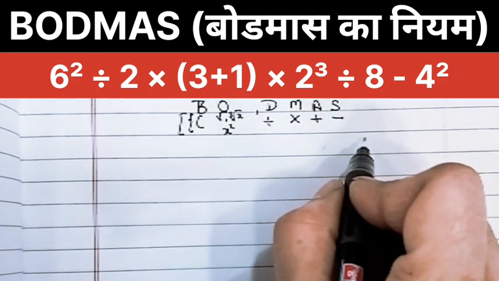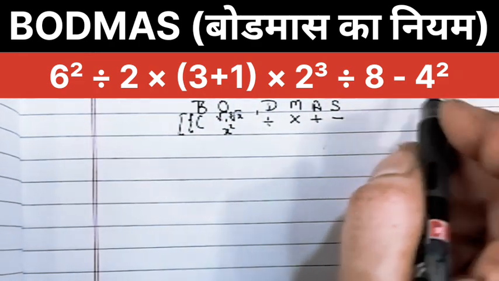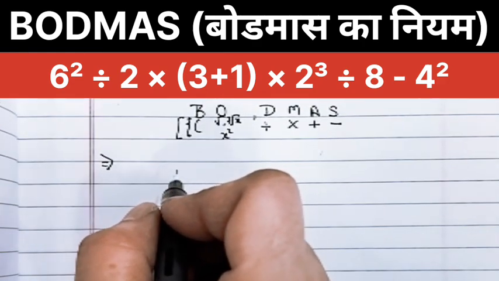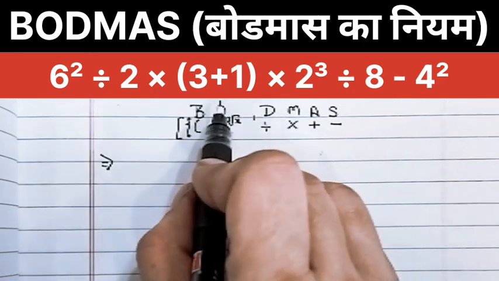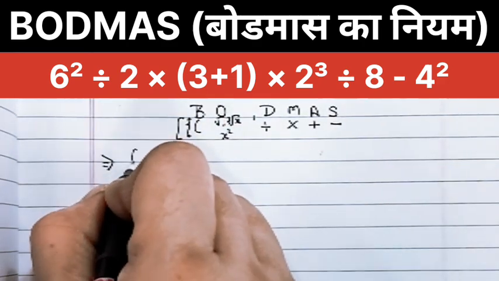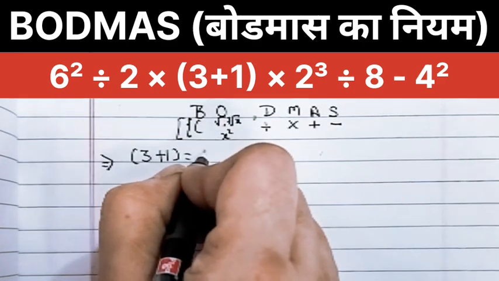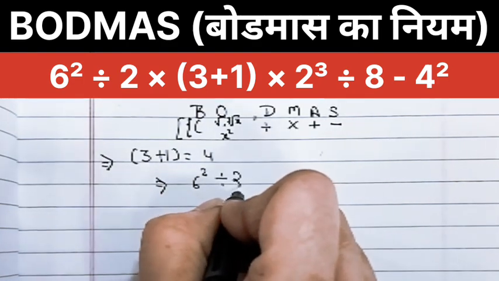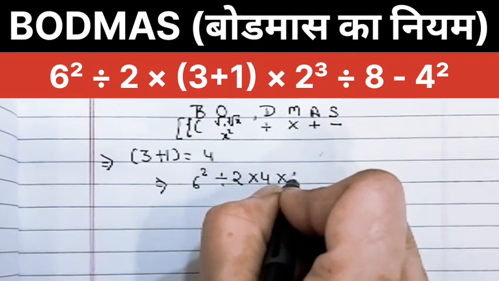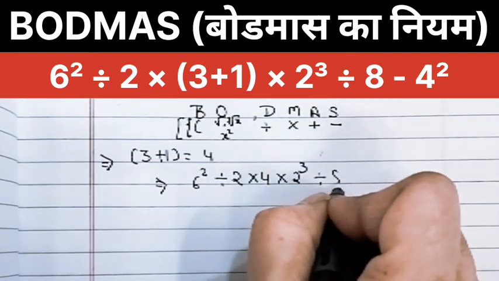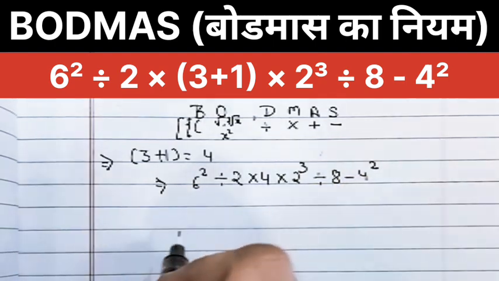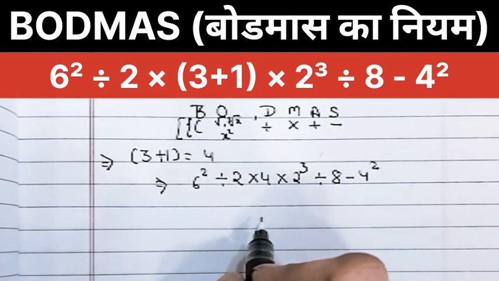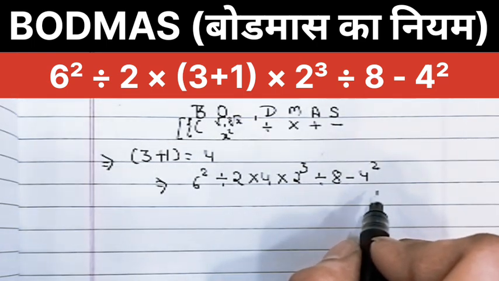According to this BODMAS sequence, we break down this expression with a step-by-step solution. Now, first step, we solve brackets. First, we solve the calculation inside the parentheses. So, there is a parenthesis 3 plus 1 is equal to 4. Now, the expression becomes 6 square divided by 2 multiplied by 4 multiplied by 2 power cube divided by 8 minus 4 power cube. According to step 1 of BODMAS, operations inside the brackets take the highest priority, to simplify the grouped terms first.